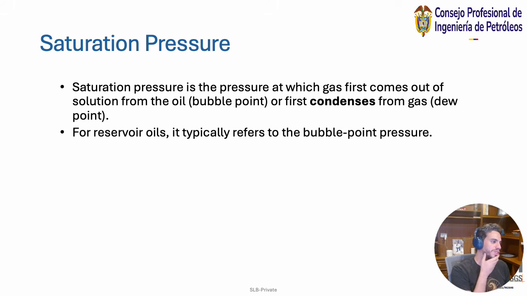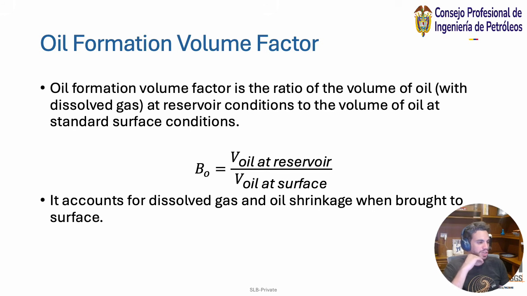Saturation pressure. So the saturation pressure is the pressure at which gas first comes out of solution from the oil. This is usually the bubble point when we're talking about black oil, or it first condenses from the dew point, for the lighter oils. So for reservoir oils, we're relatively talking about the bubble point pressure, right? In those PT diagrams, that's what we were talking about. You saw the line, it sort of goes from 1, 2 to 3, and it doesn't touch the dew point line, right? Generally, the oil is just with respect to the bubble point pressure.